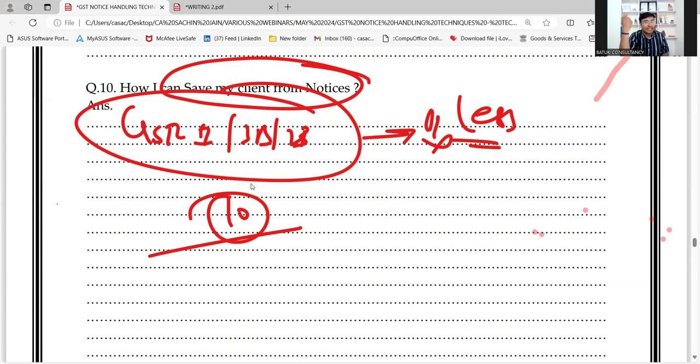Always claim the input tax credit as per GSTR 2B so that your 3B and 2B will always match. Very soon we'll plan one session on 3B and 2B as well, most probably next week or in the next 5 to 7 days.